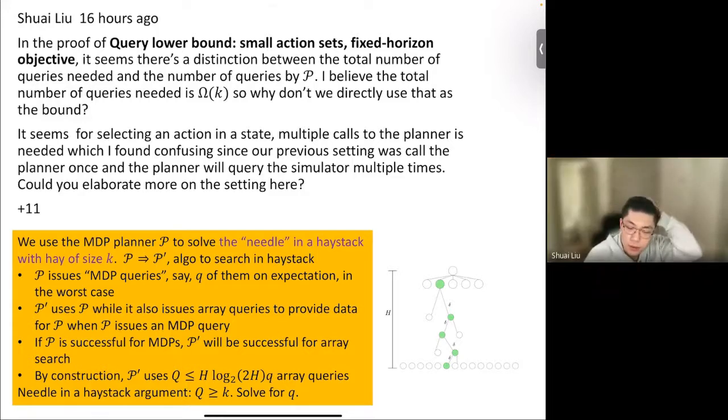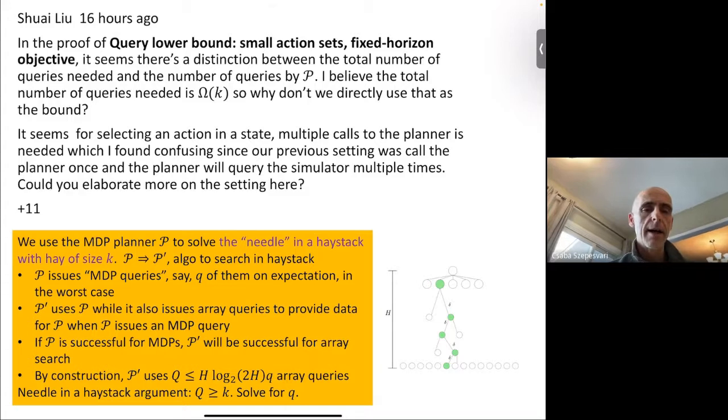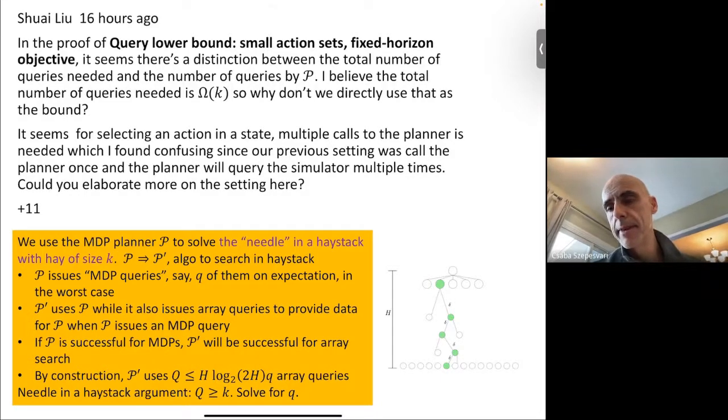Well, I'm confused about how this h log h comes from. This array search algorithm needs to call the MDP planner h times log h times, right? Because of its construction, by its construction.